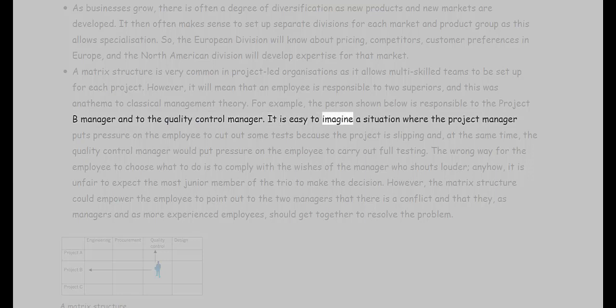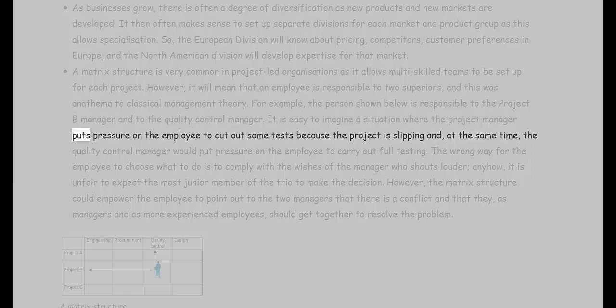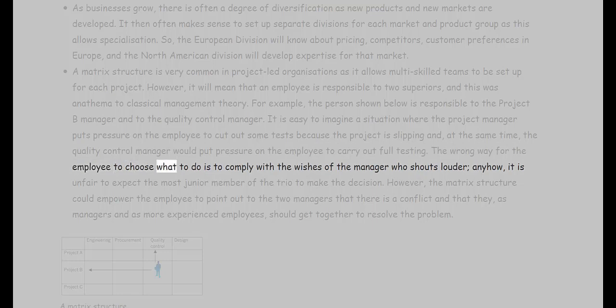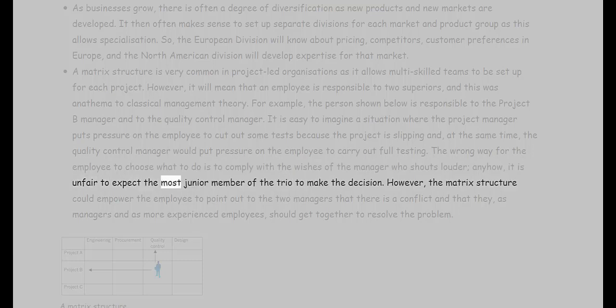It is easy to imagine a situation where the project manager puts pressure on the employee to cut out some tests because the project is slipping and, at the same time, the Quality Control manager puts pressure on the employee to carry out full testing. The wrong way for the employee to choose what to do is to comply with the wishes of the manager who shouts louder. Anyhow, it is unfair to expect the most junior member of the trio to make the decision.